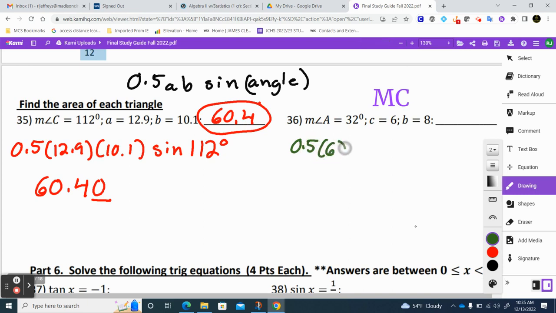0.5, 6, 8, sine 32. So 0.5 times 6 times 8 sine 32. I get 12.71. Rounded to the nearest tenth is 12.7. And look, I tried to make some of the multiple choice very blatantly obvious. Some of them are kind of like ACT type stuff. Sometimes I just switch some of the numbers around. That's how I know I want to get some of y'all, because you're not going to look at all the choices.